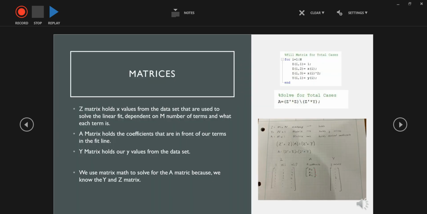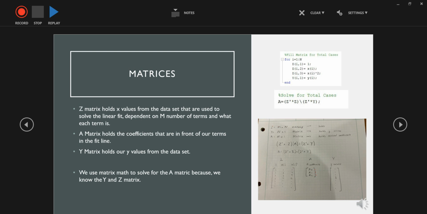All right, so this is how you do it with matrices. The first thing is we're going to have three matrices. We'll look at them right here: Z, Y, and A. Z is M by N, so the number of terms by the number of data points. Y is N by 1, number of data points by 1. And A is M by 1, so the number of terms by 1.